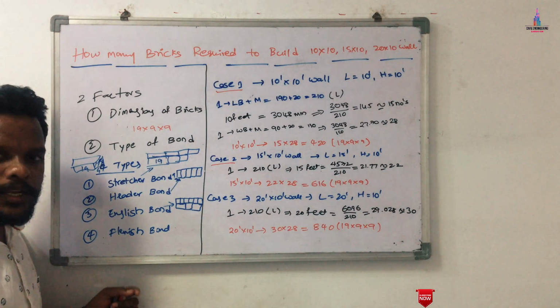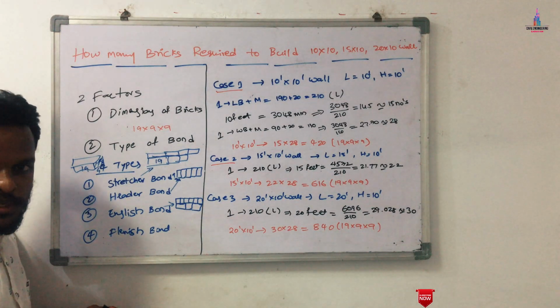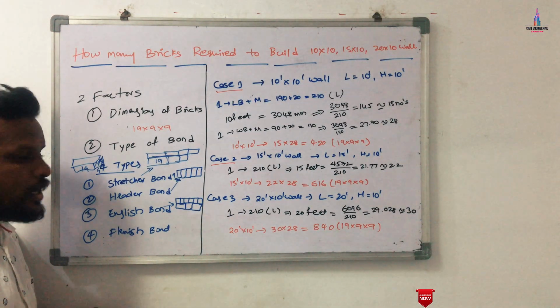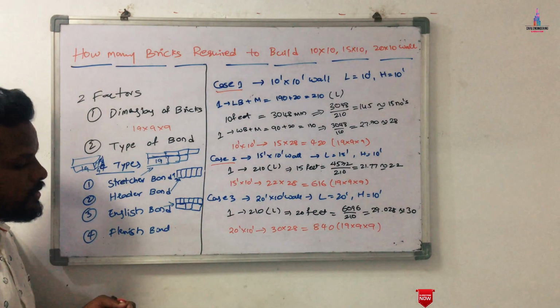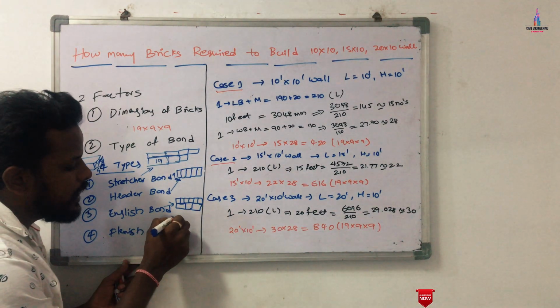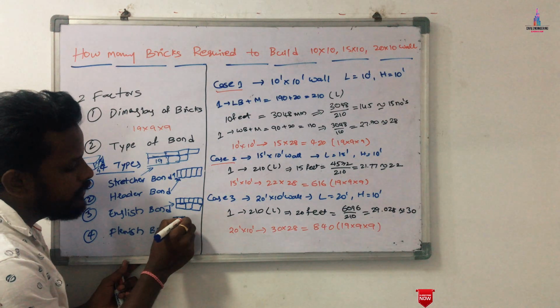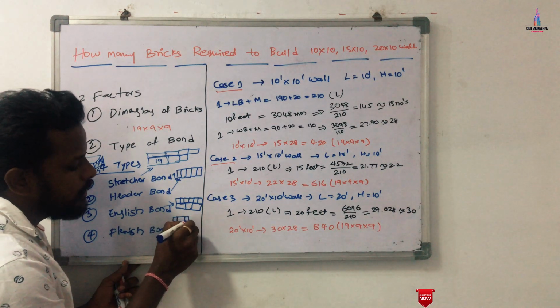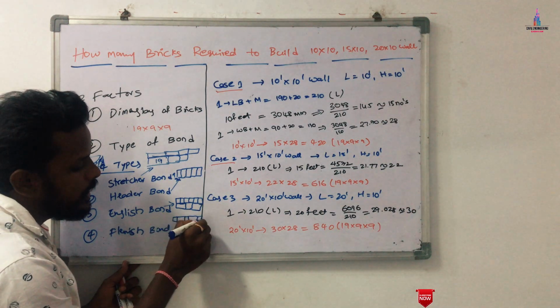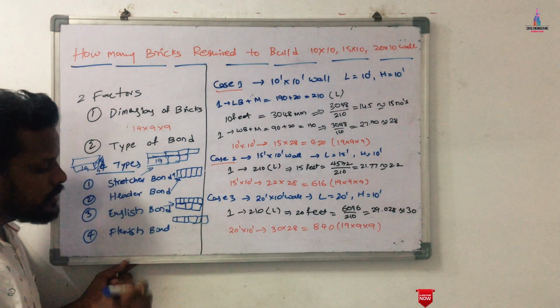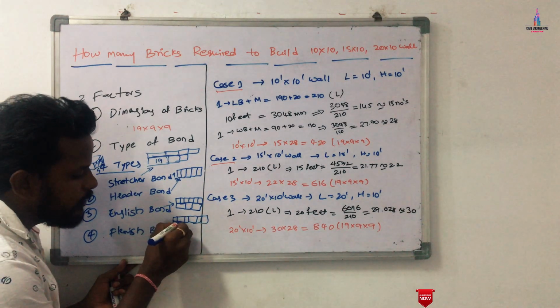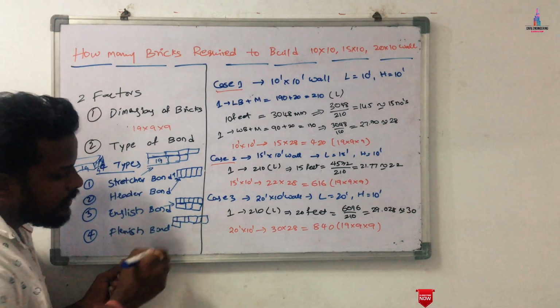The most frequently used bond in the construction of any kind of wall is generally the Flemish bond. In this Flemish bond, initially we take a header, then after that we consider a stretcher. Again we consider header, stretcher, header, stretcher. In the same way, from this point, we will consider the stretcher.